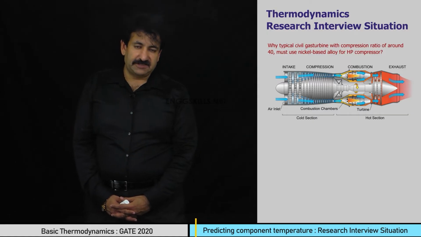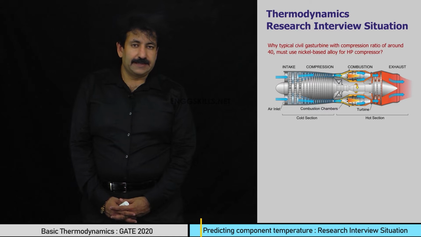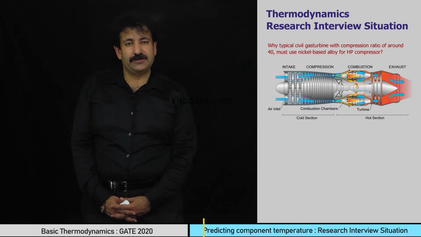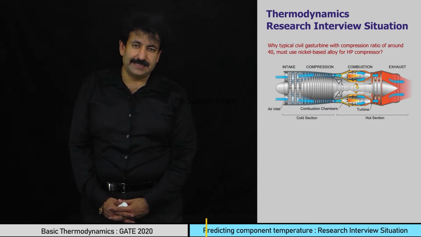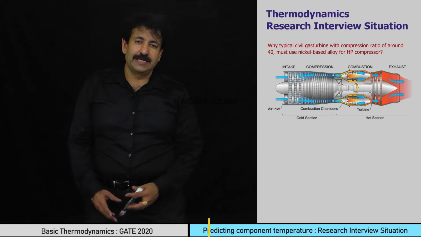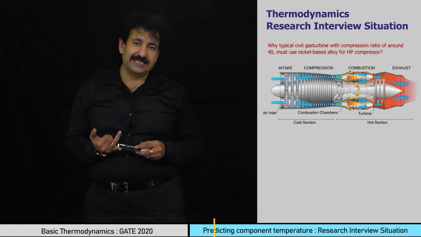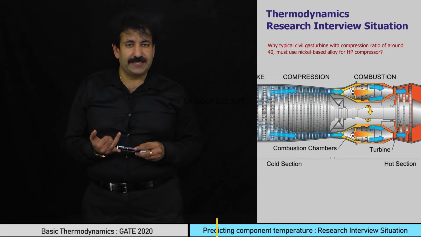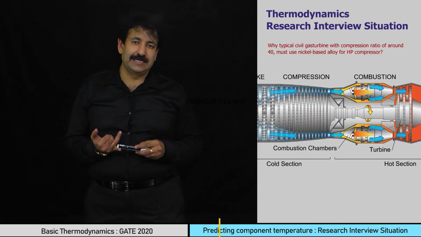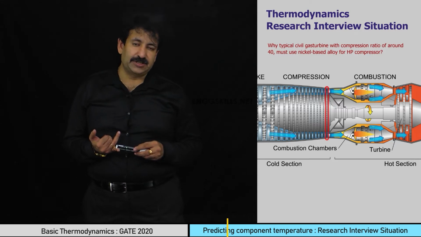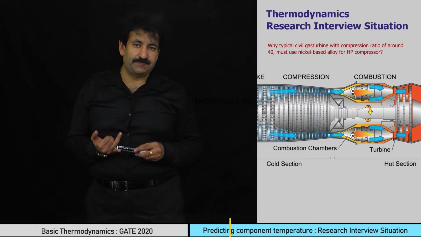Now, one of the research questions that tests your real-time understanding of data for a typical gas turbine engine. Now, based on basic thermodynamic arguments, how would you decide that the last stage of a typical civil gas turbine engine requires a nickel-based alloy? That is, the last stage of the compressor disc needs to be made out of a nickel-based alloy.